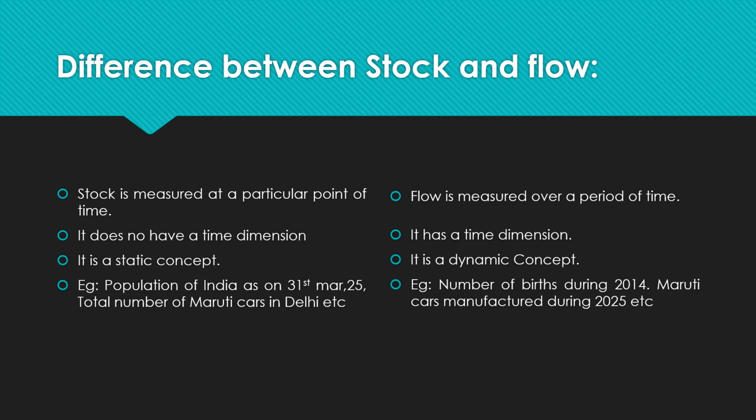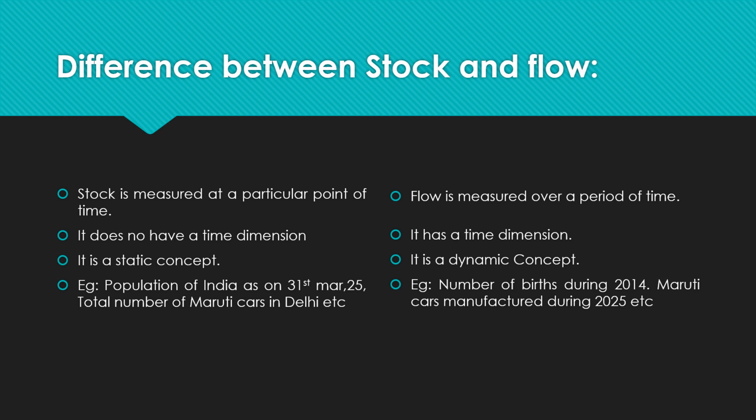Now let us also see the difference between both of them. By now you have understood. Stock is measured at a particular point of time while flow is measured over a period of time. Stock does not have a time dimension, while flow has a time dimension. Stock is a static concept. Static means it is fixed, while flow is a dynamic concept. It is continuously changing.